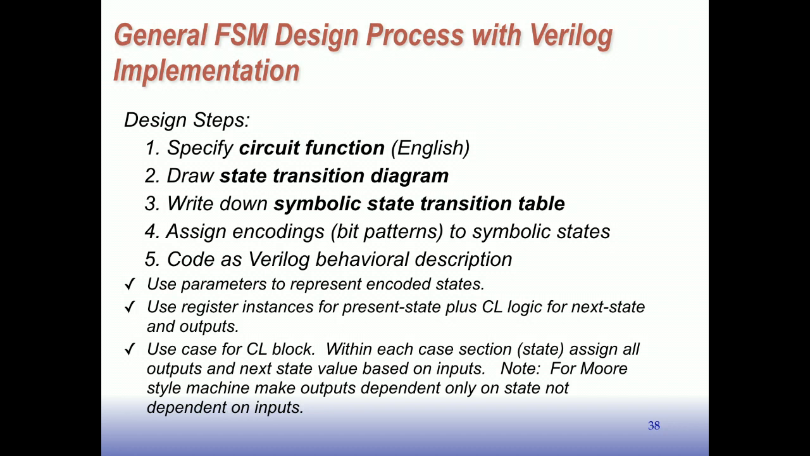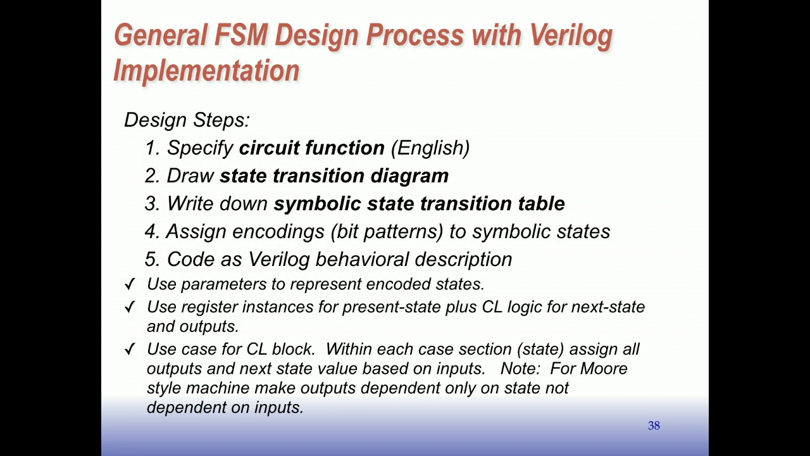Right. We use parameters to represent the encoded states. Actually, we're going to use local parameters, which will be a new thing I'll introduce. We use register instances for the present state to hold the state. We have a register, and we can instantiate a register for that. And then we'll have combinational logic for the next state and for the outputs.